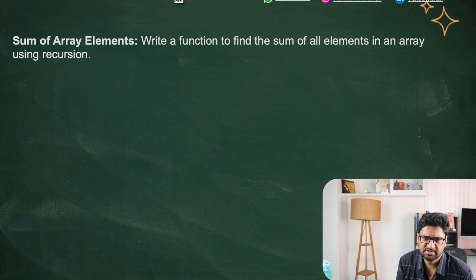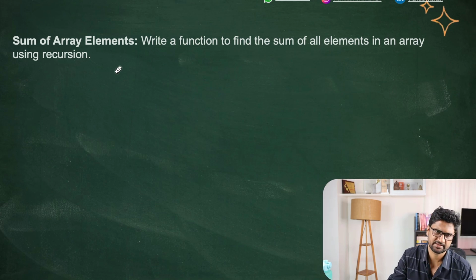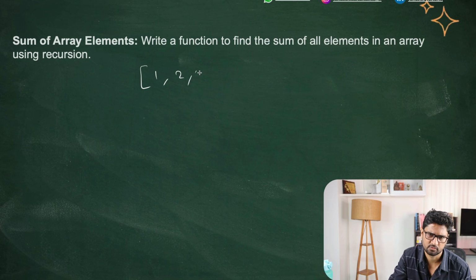Sum of the array elements. Write a function to find the sum of all the elements in an array using recursion. So basically it is saying that you have been given an array that looks something like this: 1, 2, 3, 4 and 5.